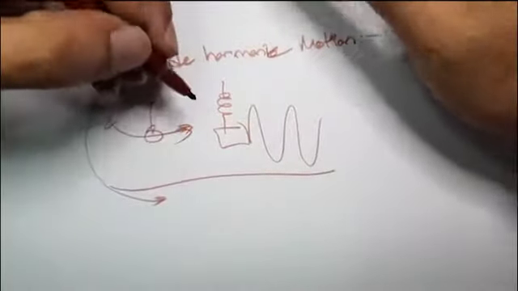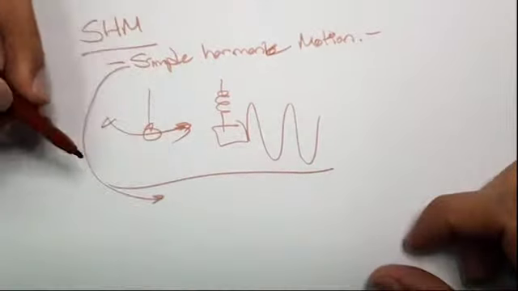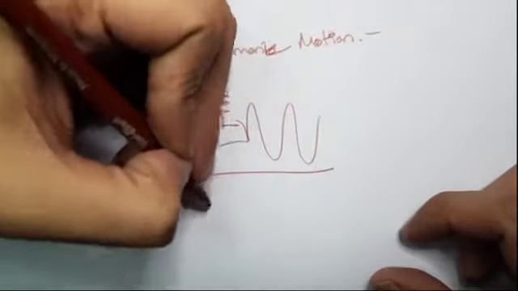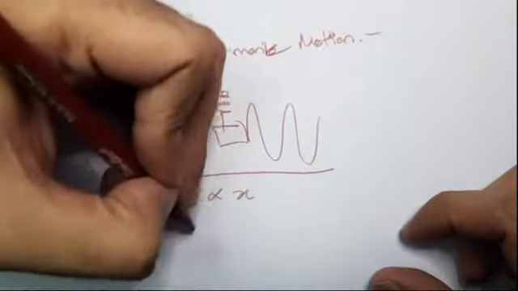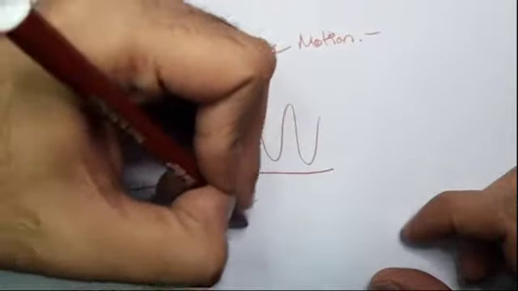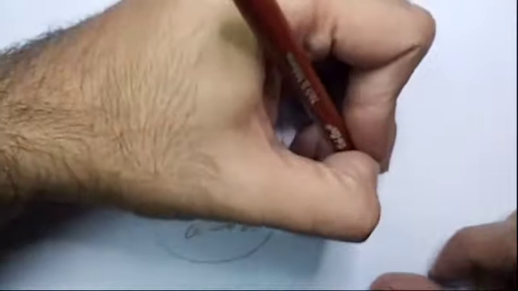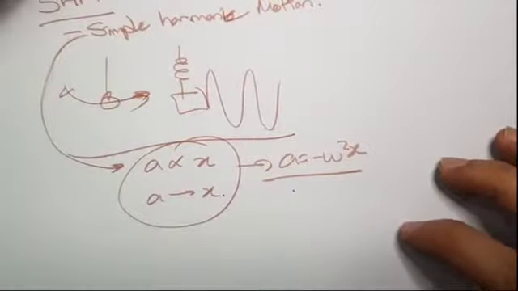All right, so simple harmonic motion basically has two specific pointers. What were they? Number one, the acceleration is proportional to the displacement from the equilibrium point. And the second thing we saw is that the acceleration is always in the direction of the equilibrium point. So we show these two things in one equation: a equals minus omega squared x.